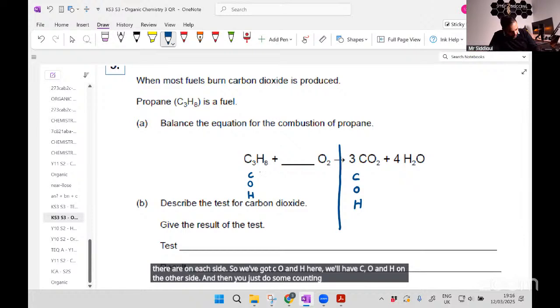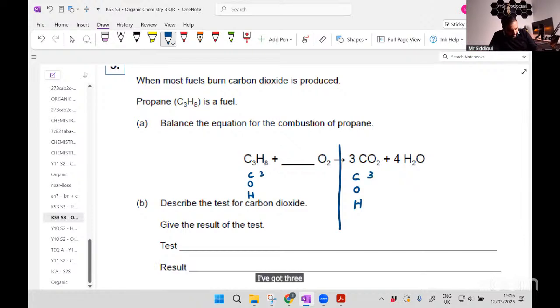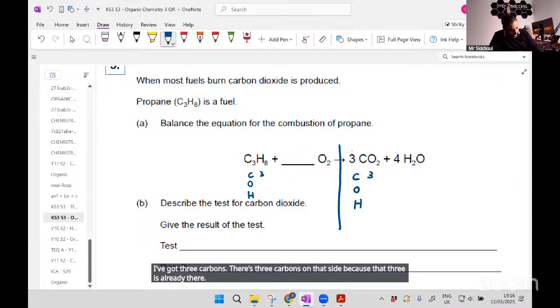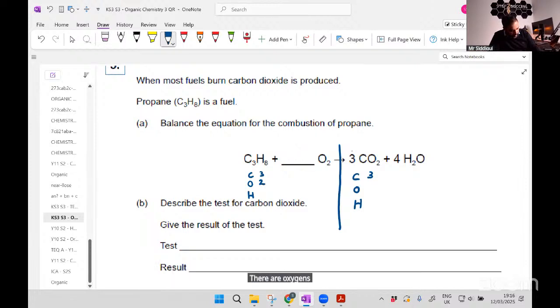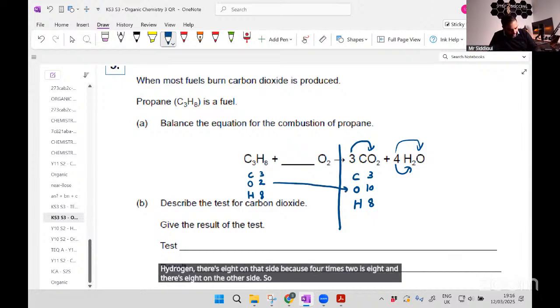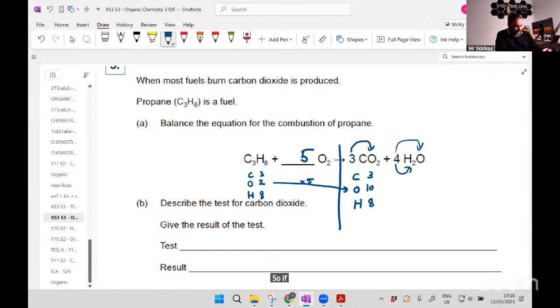So I've got 3 carbons, and there's 3 carbons on that side because that three is already there. There are oxygens on this side, 2 at the moment. On this side, there's 6. 3 times 2 is 6, plus these 4, so that's 10. Hydrogen, there's 8 on that side because 4 times 2 is 8, and there's 8 on the other side. So the only thing that's not balanced is the oxygen. We need to make the stuff on the left-hand side 5 times bigger. So if I put a 5 there, that means there's now 10 oxygens on the left-hand side and 10 oxygen on the right.